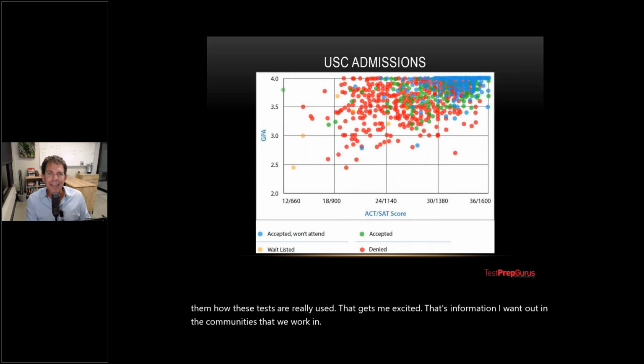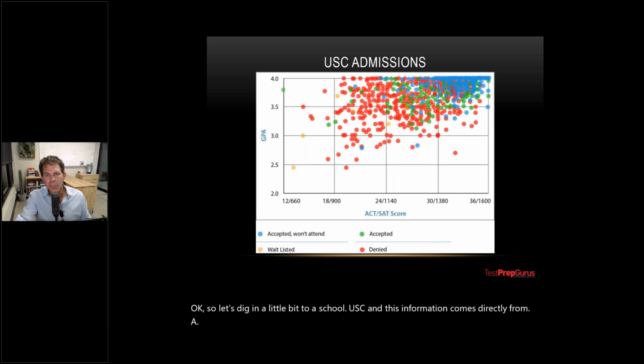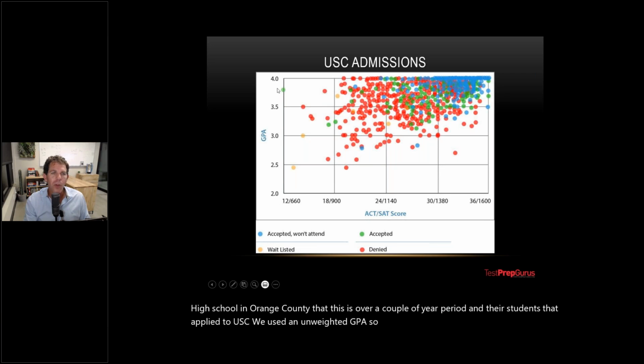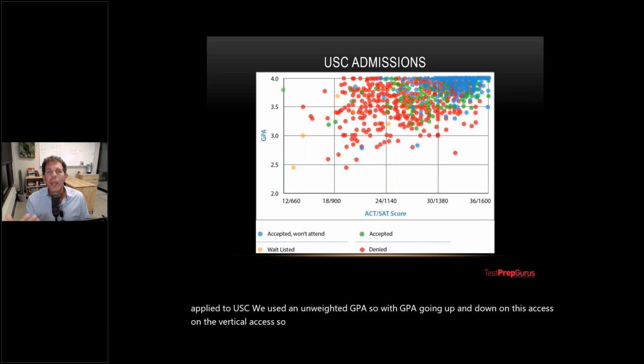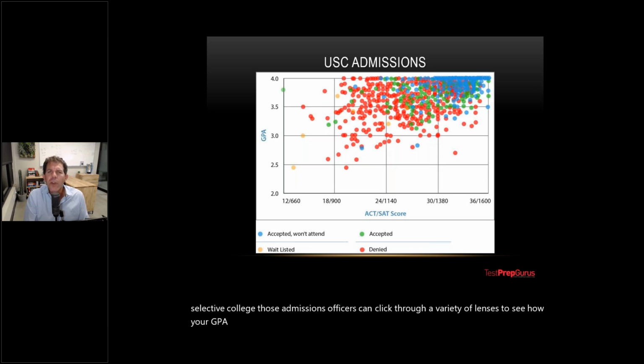Okay, so let's dig in a little bit to a school like USC. This information comes directly from a high school in Orange County, over a couple year period, and these are students that applied to USC. We used an unweighted GPA. So we have GPA going up and down on the vertical axis. The unweighted means the GPA is capped at 4.0. And fun fact, any selective college, those admissions officers can click through a variety of lenses to see how your GPA looks from various viewpoints.